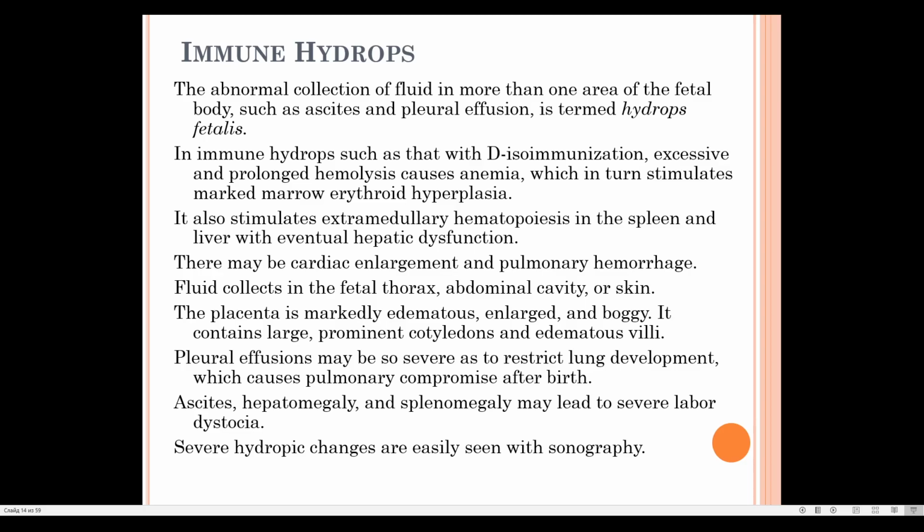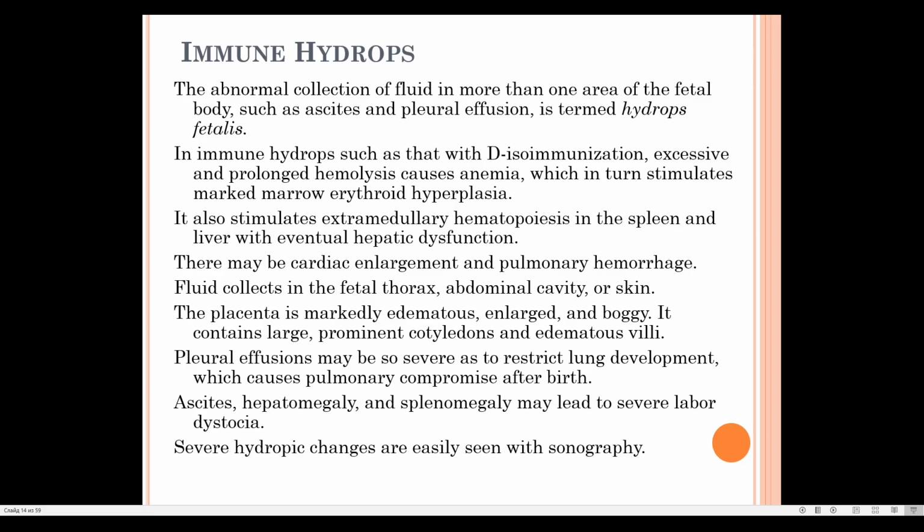And students, pay attention. Later we will talk about the symptoms of hemolytic fetal disease visible on ultrasound, and the first appearing symptom is hepatosplenomegaly, enlargement of the liver and spleen. There may be cardiac enlargement and pulmonary hemorrhage. Fluid collects in the fetal thorax, abdominal cavity, or skin. The placenta is markedly edematous, enlarged, and bulky. It contains large, prominent cotyledons and edematous villi.